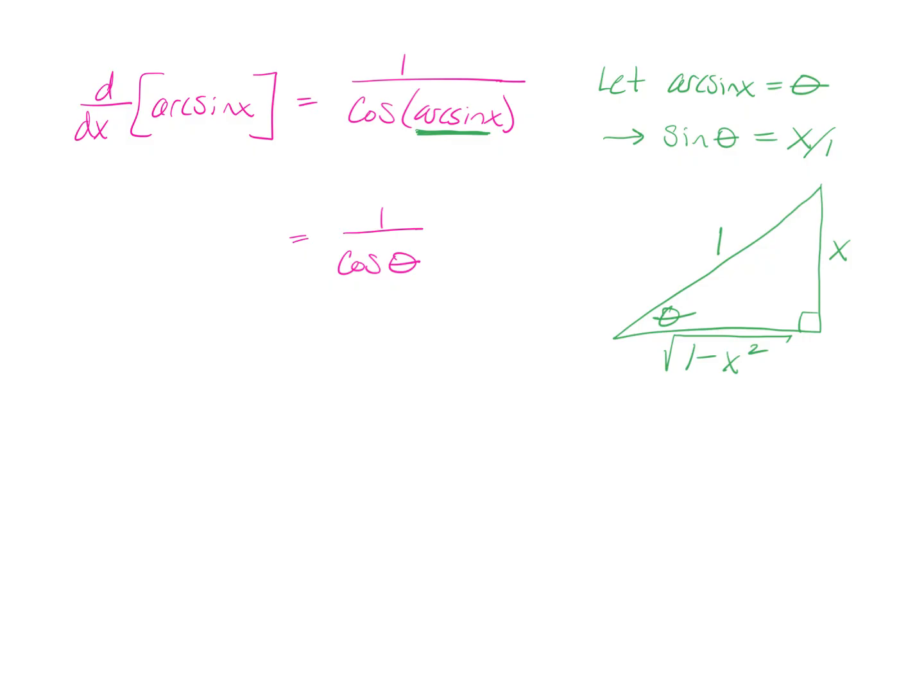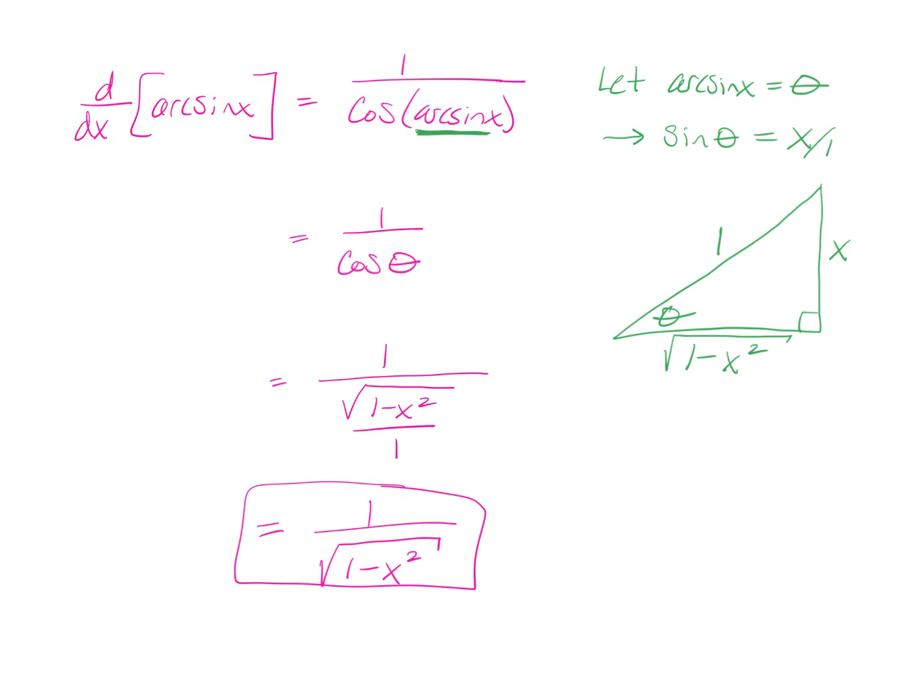And once I have that triangle, I can finish simplifying this expression 1 over cosine theta by replacing cosine theta with an expression of the triangle. Cosine theta is adjacent over hypotenuse. So this is going to be 1 over adjacent over hypotenuse. And then this is a compound fraction. We're just going to flip and multiply, and we have 1 over the square root of 1 minus x squared. That is our formula for the derivative of arcsine.